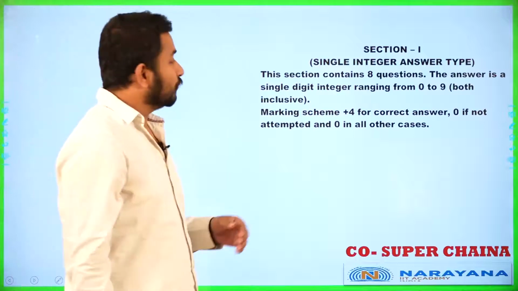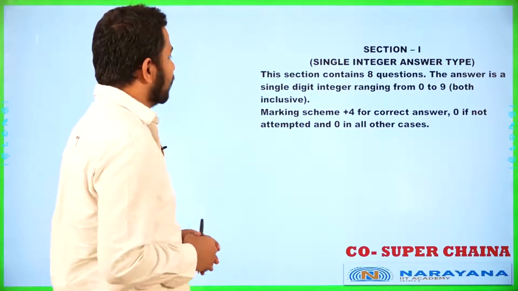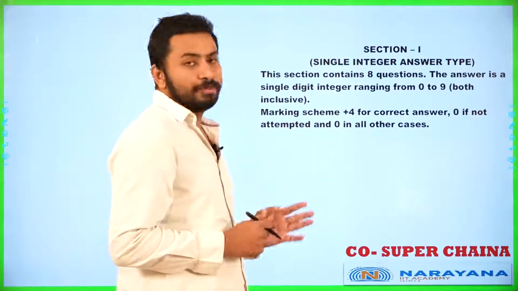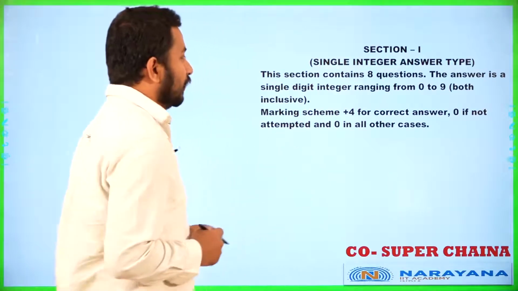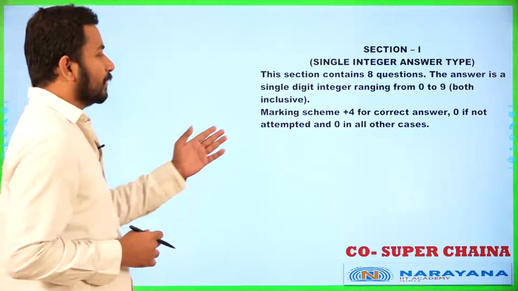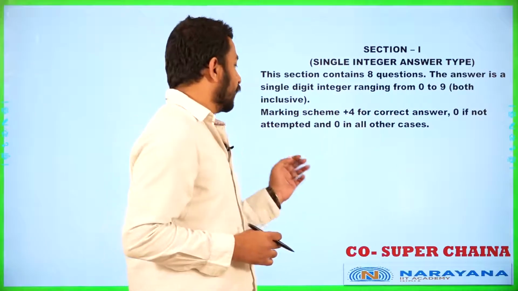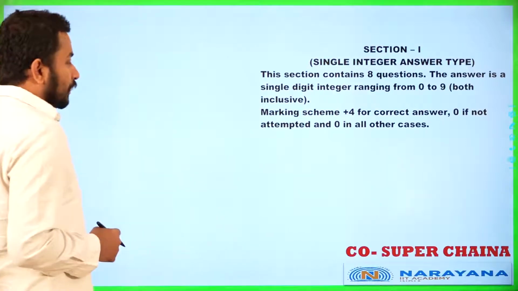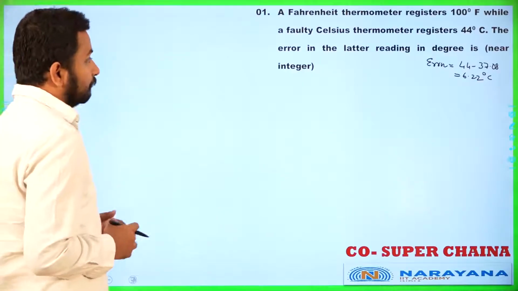So in section 1, students, we have 8 integer type questions, each a single digit integer, and the options will be from 0 to 9. The marking scheme is +4 for every correct answer, and if you have not attempted, you will get 0 marks. So there is no negative marking here.